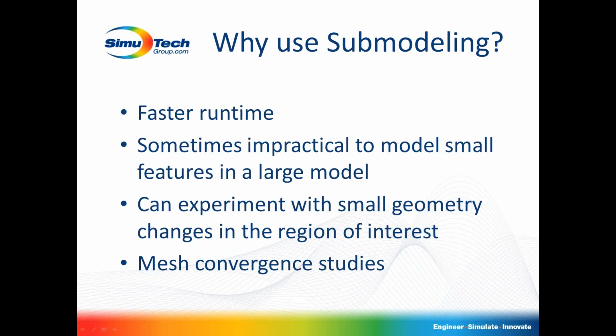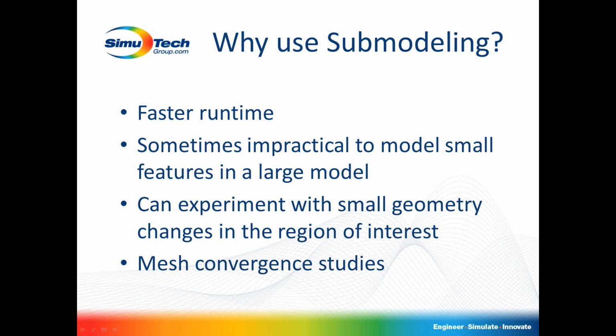Submodeling is a useful tool for several reasons. It can improve runtime by allowing the user to run two models with lower mesh count instead of one model with a large mesh count. Sometimes it's not practical to model small features like fillets in a large model, but the stresses in some of these regions is still of interest. Submodeling allows the user to omit these small features from the large model while still obtaining the associated stresses.